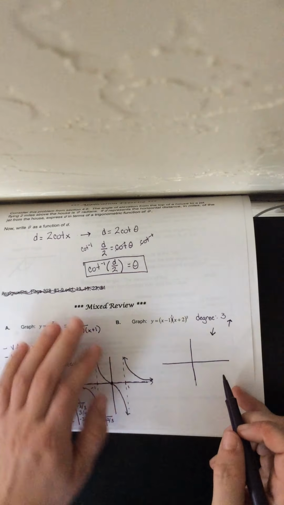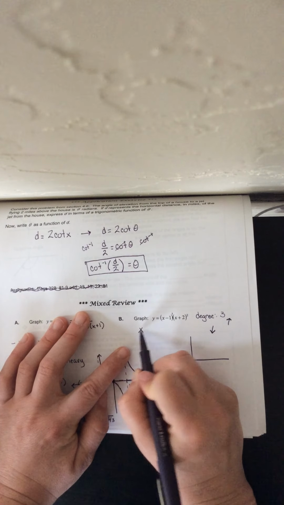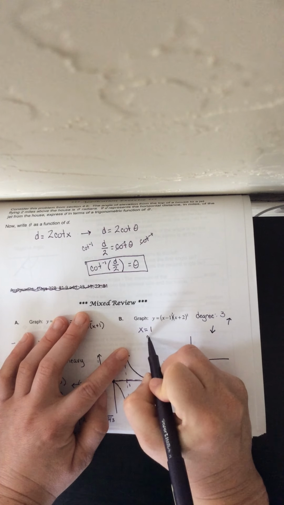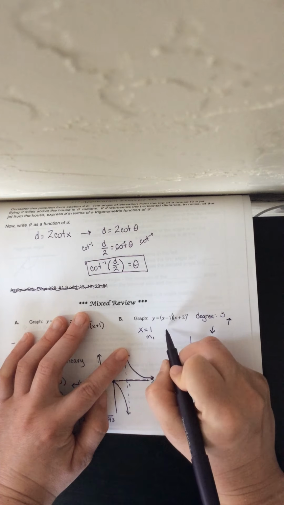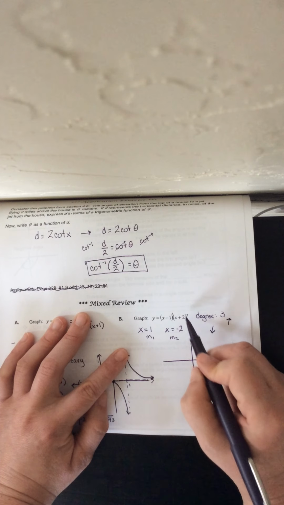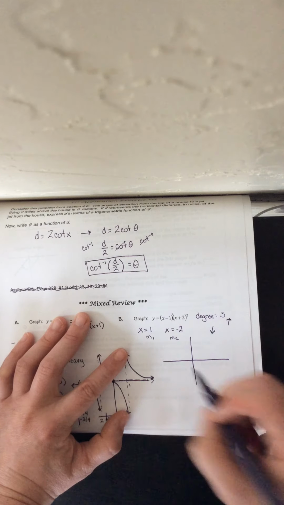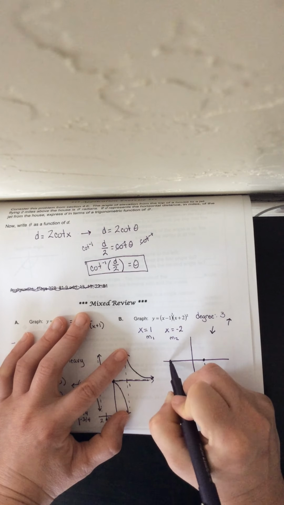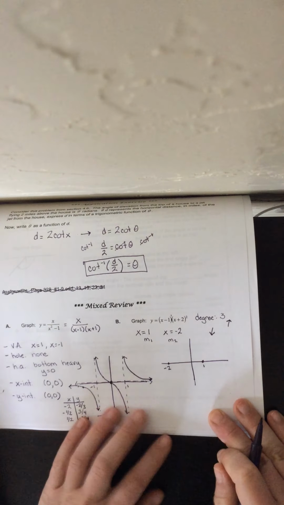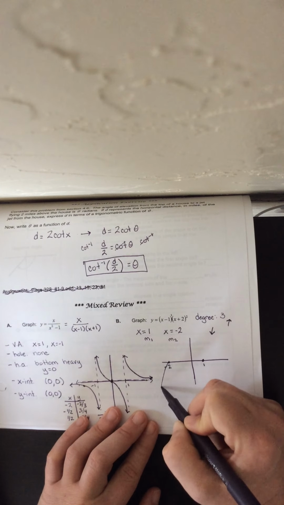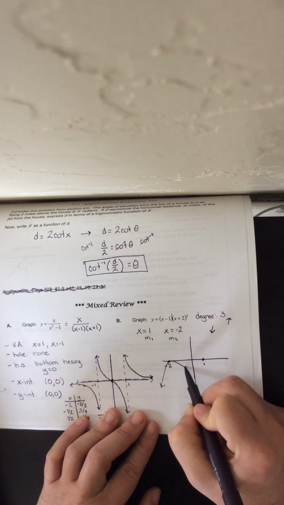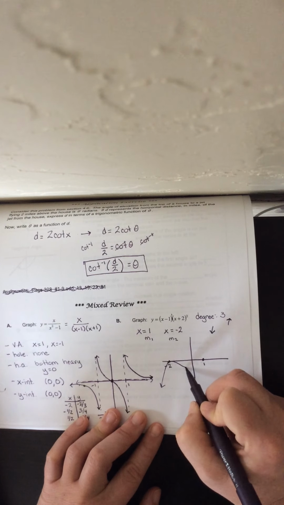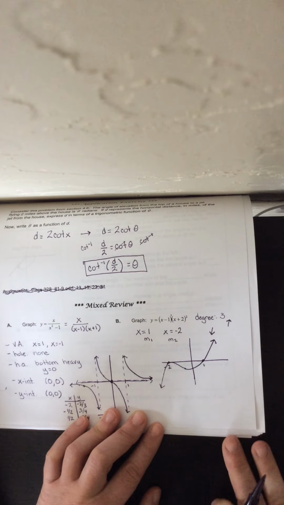I do know that I have an x-intercept at positive 1, and that has a multiplicity of 1 because the exponent on the parentheses is 1. And I have an x-intercept at negative 2 with a multiplicity of 2 because the exponent on that parenthesis is 2. So I have a point here at 1 and a point at negative 2. It's coming up from the bottom, and at negative 2 has a multiplicity of 2, so it bounces. Then at 1, it has a multiplicity of 1, so it cuts through, and there's my graph. That's all you need.